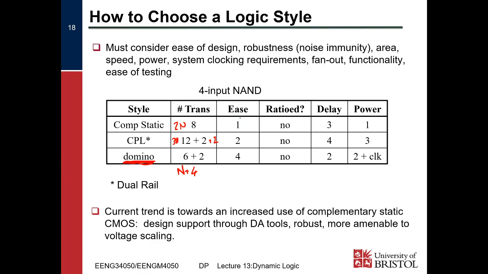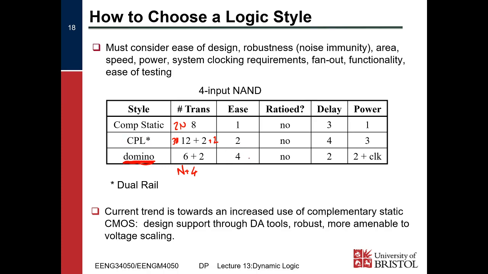For ease of use, complementary CMOS is generally very, very easy to work with. So we don't need to worry about voltage degradation over multiple stages of logic, or keeper transistors, or regeneration with the insertion of inverters. It's very easy to use, so if you just want to make your design task easier, you would choose complementary static logic. If you've got some other considerations you need to put in, then maybe you might want to go for complementary pass logic.